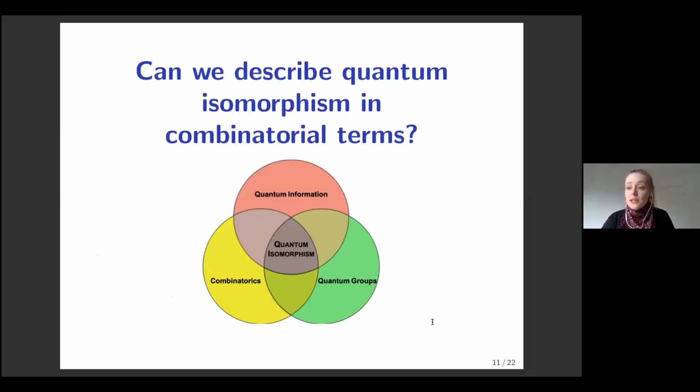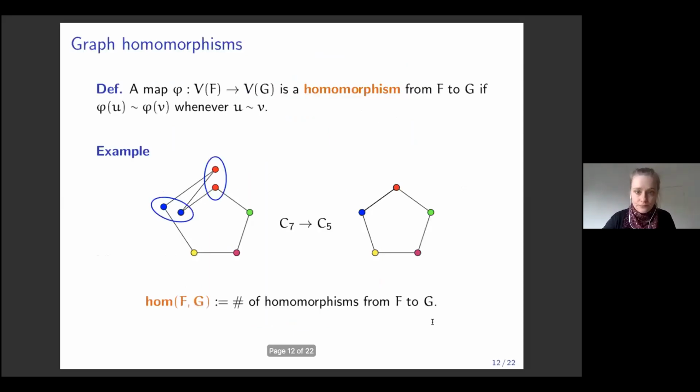All right, so now that I have explained the relation to quantum groups, I want to go on to combinatorics. And in order to obtain a purely combinatorial characterization of quantum isomorphism, we will need graph homomorphisms. So a graph homomorphism is an adjacency preserving mapping from the vertices of my graph F to the vertices of graph G. You need to preserve adjacency. You don't care here about non-adjacency. Only adjacency needs to be preserved.